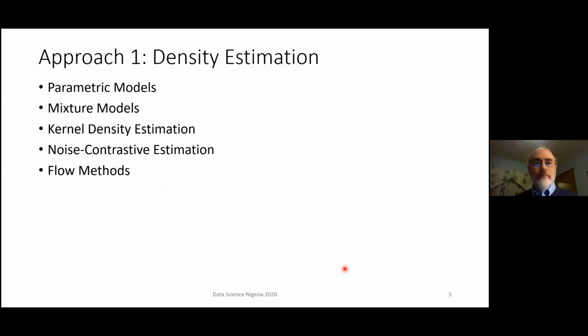Okay, so the body of the talk now is going to be about density estimation, because this is the area that has the longest history and the most methods. So we'll see. First, I'll talk about parametric models where we fit basic probability distributions, mixture models, kernel density estimation, and then some more recent advanced methods.